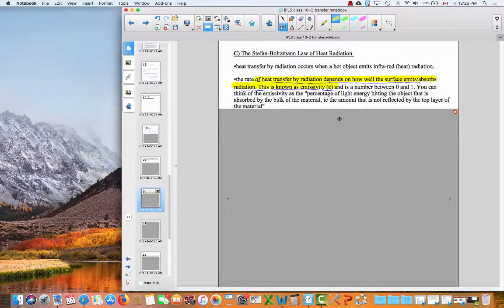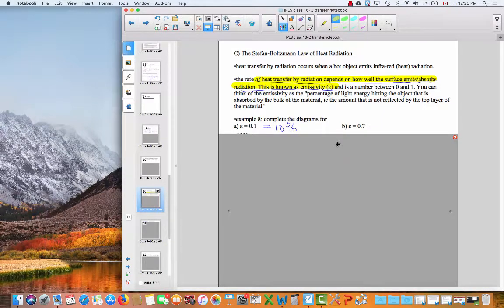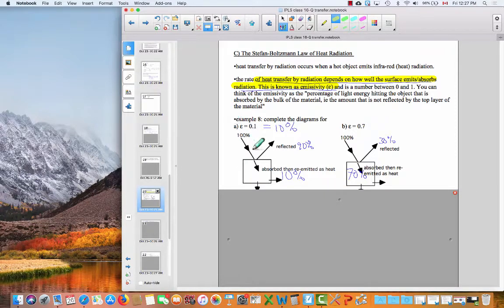The emissivity is how much of the energy that hits the object actually gets absorbed into the inside and heats the object up. So if you had a 10% emissivity, that would mean that of the radiation hitting the object, only 10% actually warms up the interior. The other 90% just reflects off the surface. By contrast, a 0.7 or 70% emissivity object is absorbing 70% of the incident radiation and only reflecting 30%.